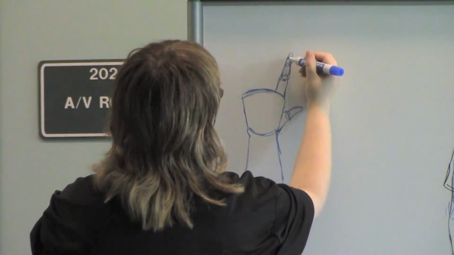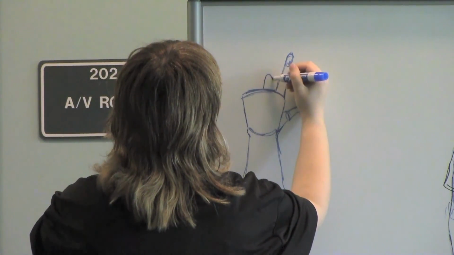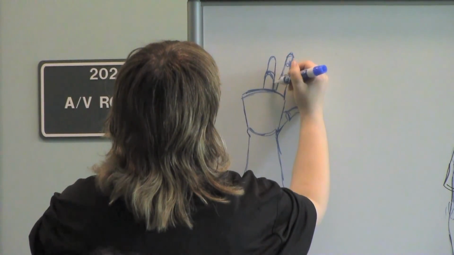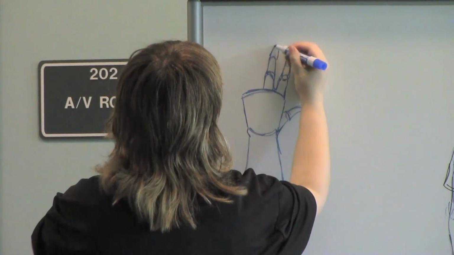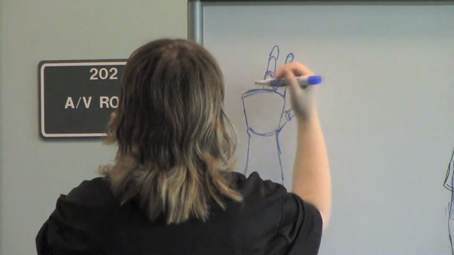So the tips of our fingers are the smallest part. And for me, my ring finger is the longest, so I'm going to keep that in mind.